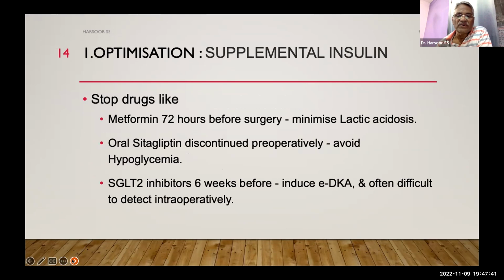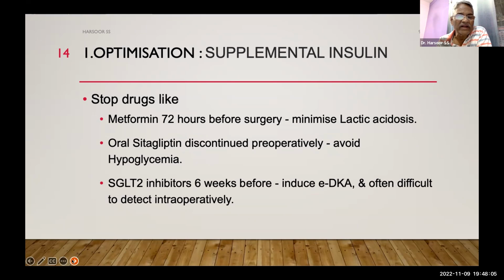So first and foremost, whether supplemental insulin is required. Yes, if the patient, like Dr. Manjunath mentioned, is on several oral antidiabetic drugs, and if the patient is on some of these drugs, for example metformin, we need to stop it at least 48 to 72 hours before the surgery, because the possibility of lactic acidosis is high if this drug is continued.